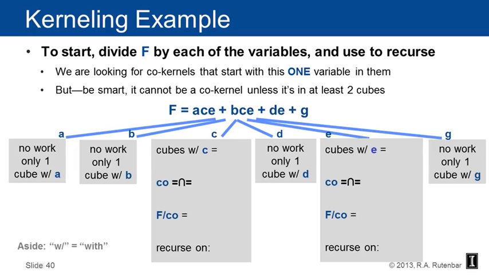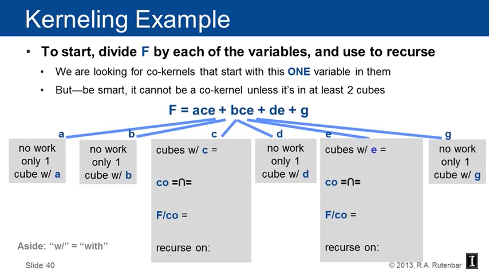So the algorithm may seem a little bit complicated, but it's actually pretty straightforward if you just build this little tree-like representation to see how things work. So let's just do this. We have an example, f equals ACE plus BCE plus DE plus G. And we're basically going to divide f by each of its variables and use that to start the recursion.